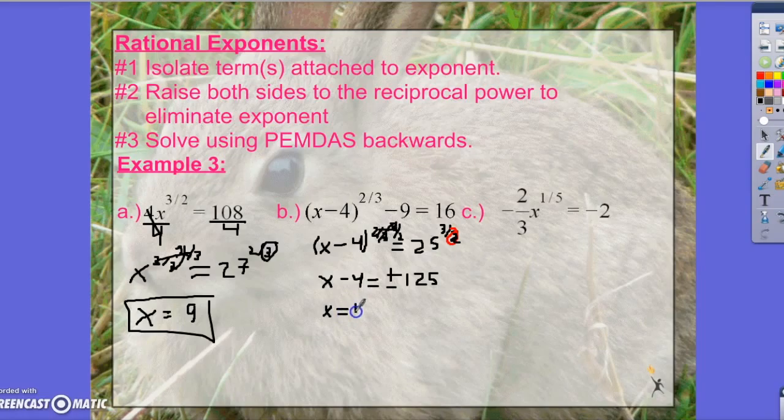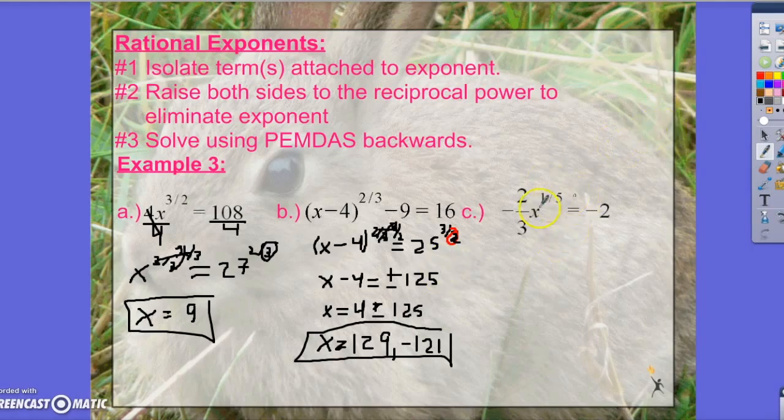Bring the negative 4 over as a positive in front. So we have 4 plus minus 125. 4 plus 125 is 129. 4 minus 125 is negative 121. So you get 129 and negative 121.